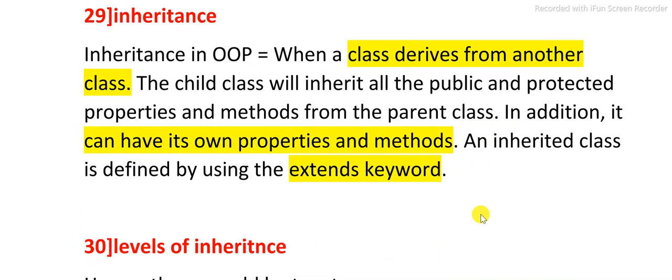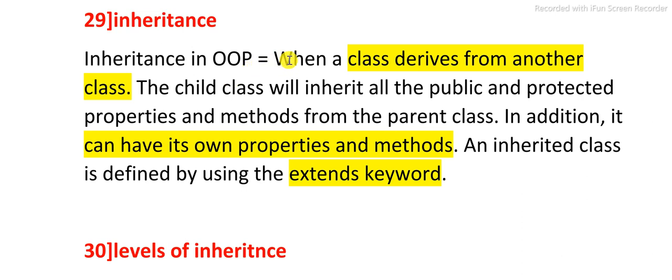Now what is inheritance? Important. When a class is derived from another class, so basically we have a class and we derive a class from it, this is known as inheritance. A child class will inherit all the public and protected properties and methods from the parent class. We can take a simple example: whatever properties your father has, the same will come into yours. So that is the same.